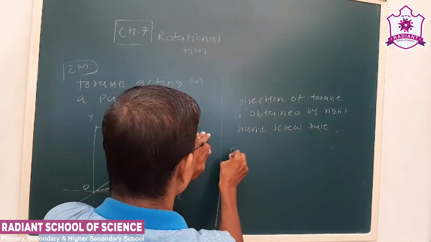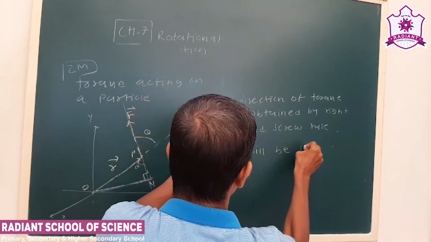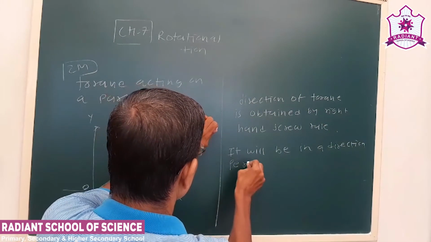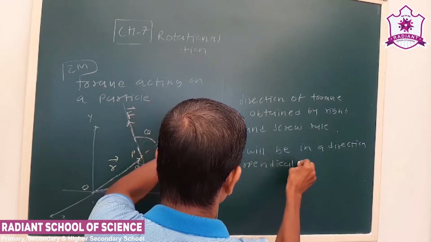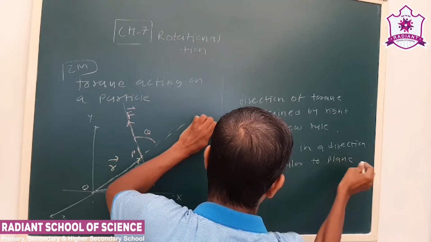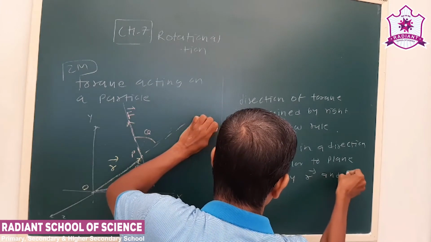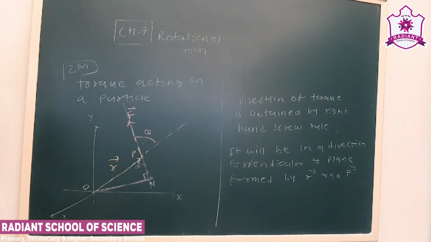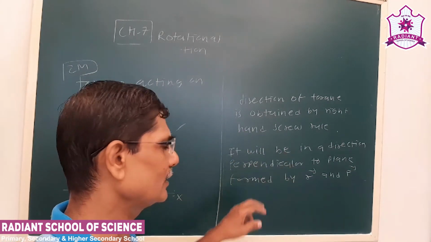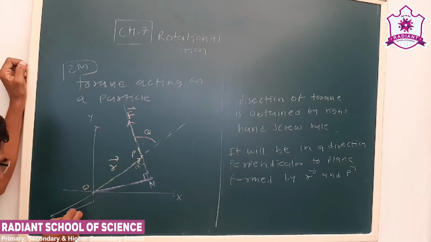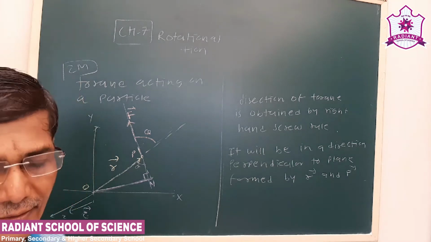It will be in a direction perpendicular to the plane formed by R and F. So torque is a vector quantity, so the direction of torque will be obtained by the right hand screw rule. It will be in a direction perpendicular to the plane formed by R and F. Here our R and F are in XY plane, so the direction of torque will be in the z direction.